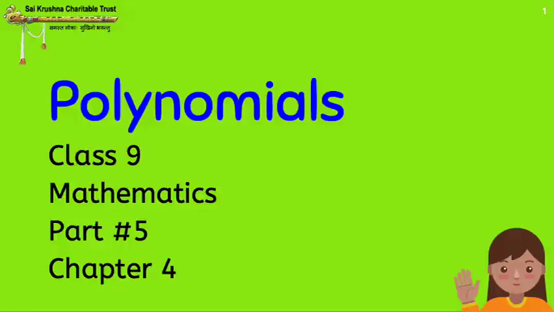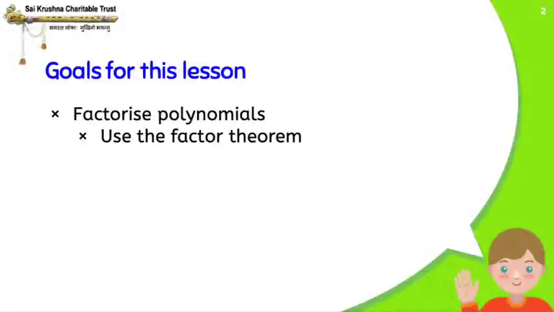In part 4, we learned the remainder theorem. In this part, we'll use the remainder theorem to prove the factor theorem. We will then use the factor theorem to factorize polynomials. That is, write a polynomial as a product of lower order polynomials.